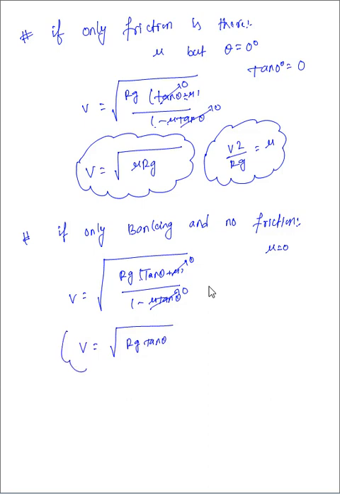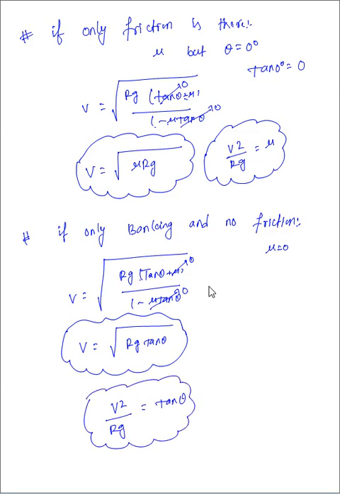This is the answer when there is only banking, without friction. This formula can also be written by squaring both sides: v square by rg equals tan theta. Many cases you can calculate with this formula, and there are 2-3 numericals in NCERT.